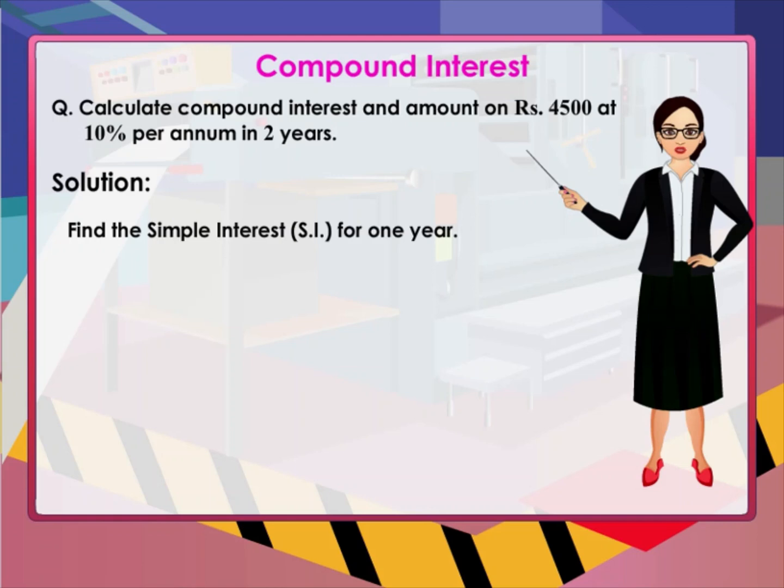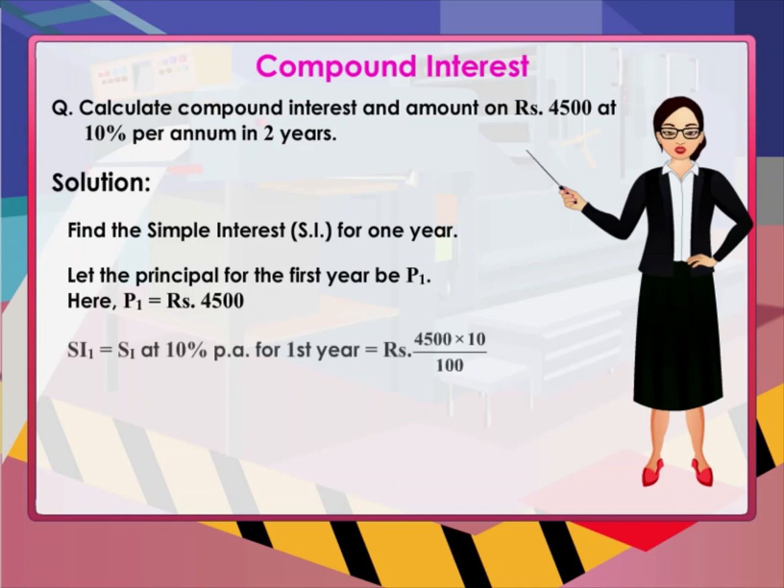First, find the simple interest SI for 1 year. Let the principal for the first year be P1. Here P1 is equal to rupees 4,500. SI1, the simple interest at 10% per annum for the first year, is equal to rupees 4,500 into 10 whole divided by 100. Cancel two zeros in the numerator and the denominator. We have 45 into 10. When we multiply this, we get rupees 450.